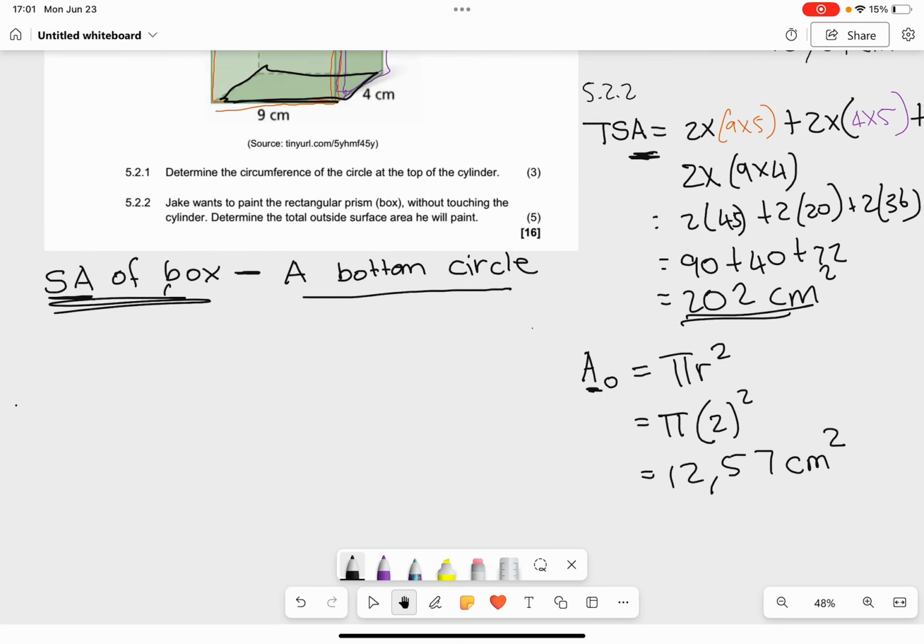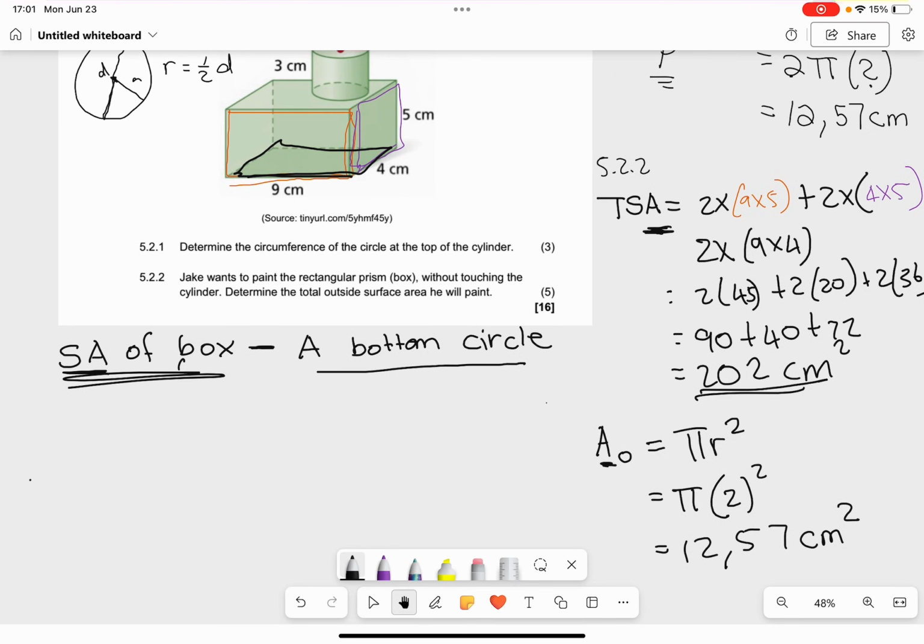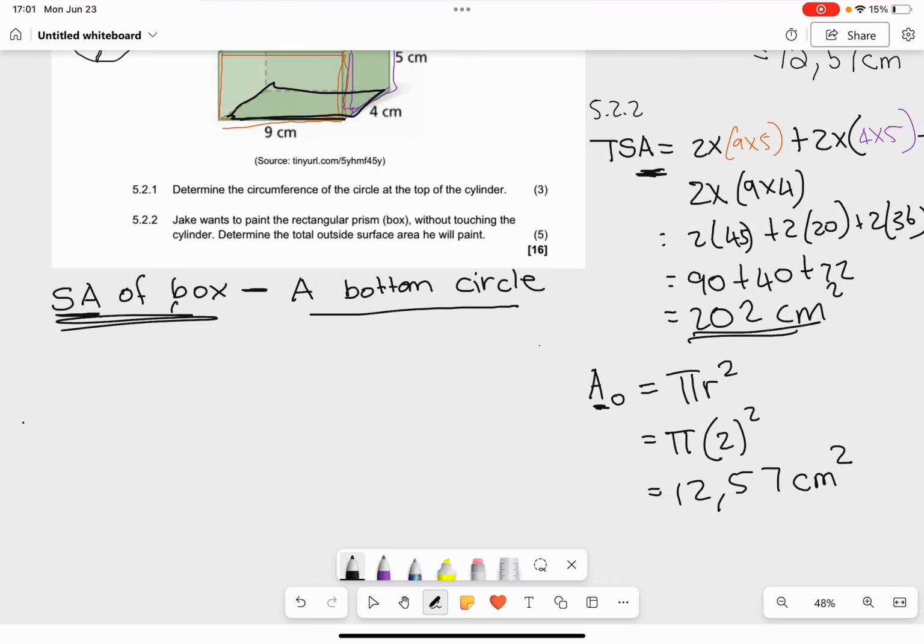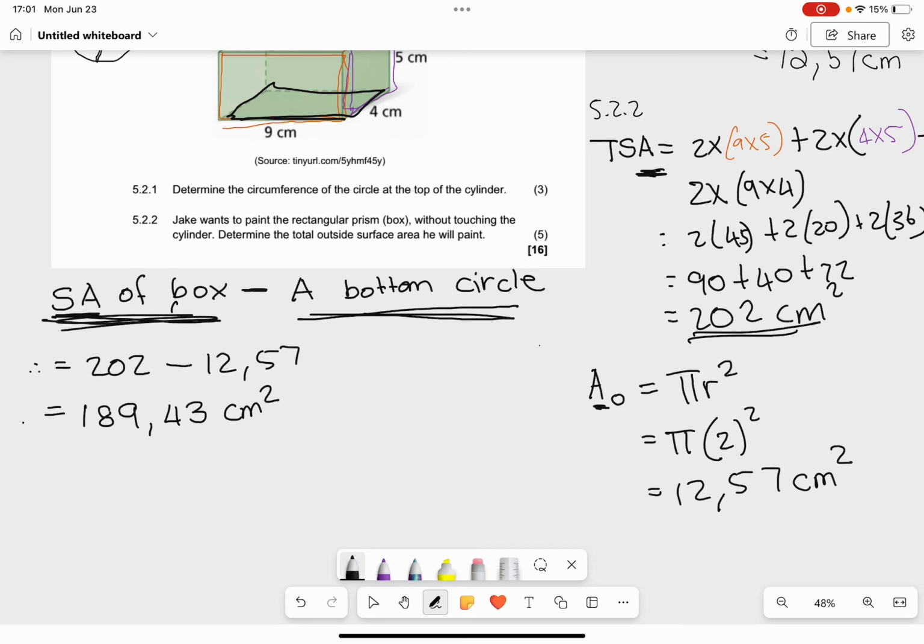Now we're going to go back to this part where we said that the surface area to be painted would be the total surface area of the box minus the area of the bottom circle of the cylinder. Therefore, it's going to be equal to 202 minus 12,57. Then what do we get? 189,43 centimeters squared.